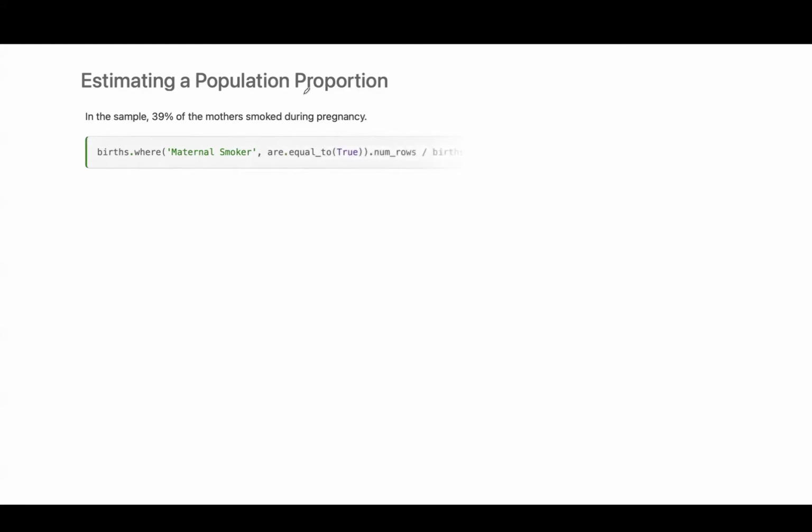For estimating a population proportion, as you remember, the population parameter can be mean, median, it can be proportion, it can be variance. So in the sample, 39% of mothers smoked during pregnancy. Now we're jumping into the population proportion. We're interested in finding the proportion now.